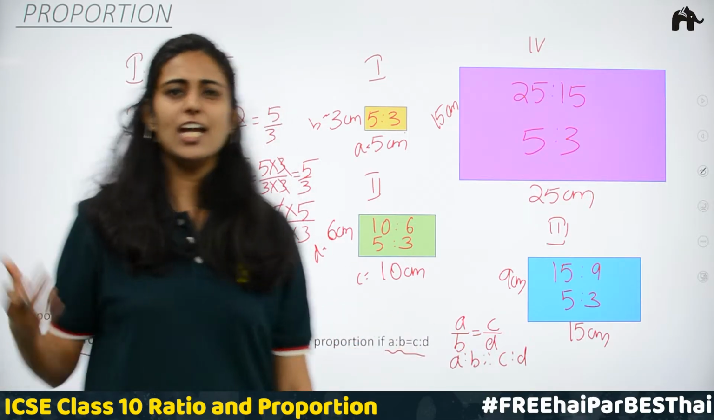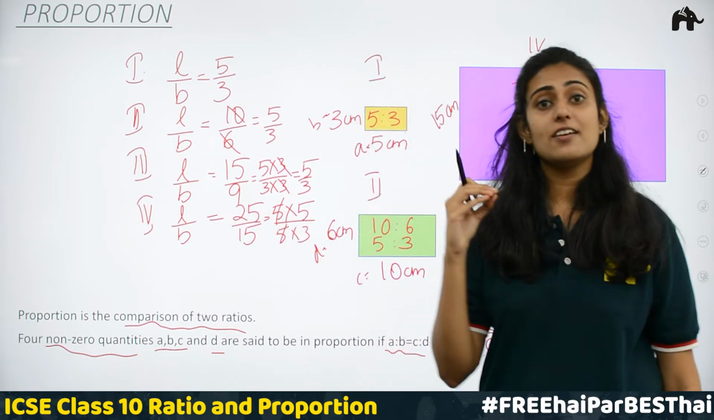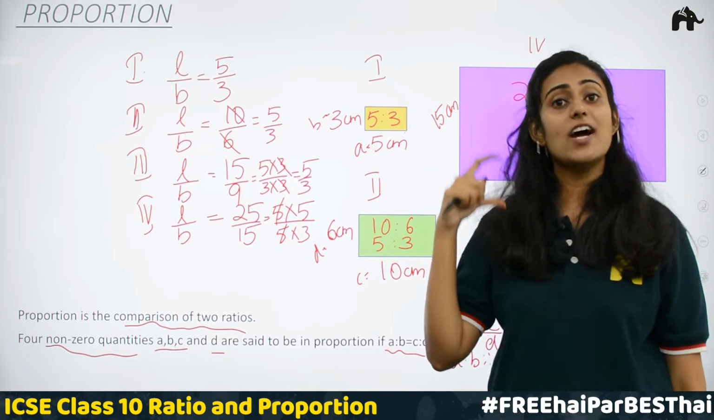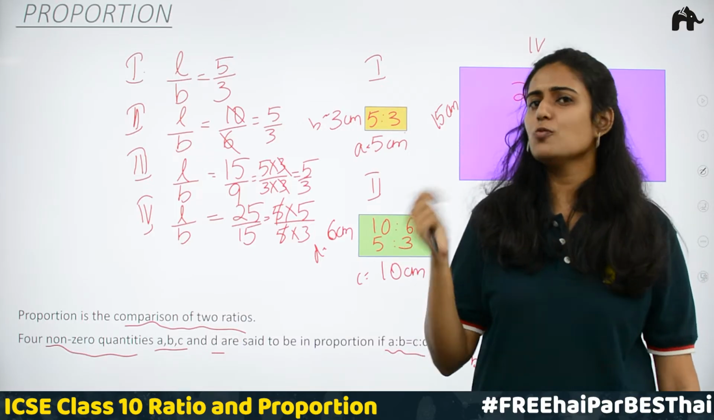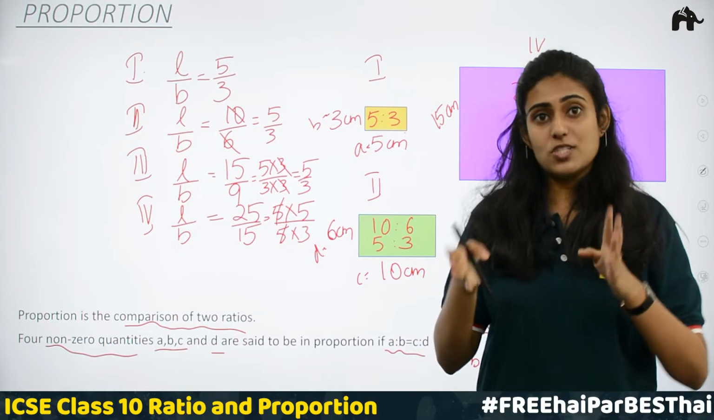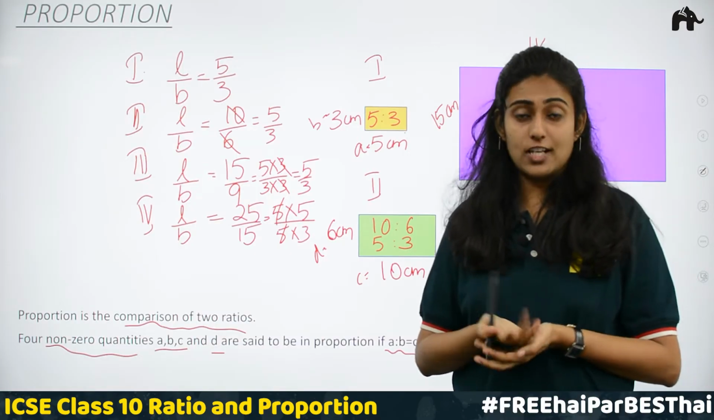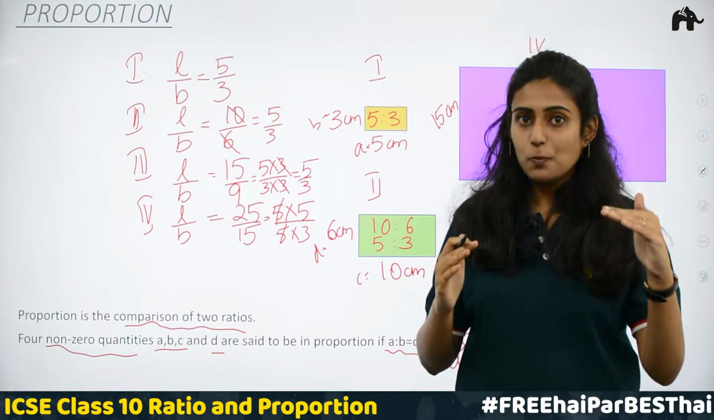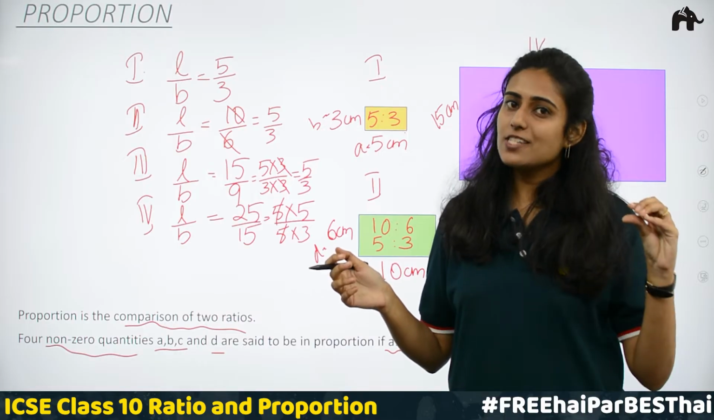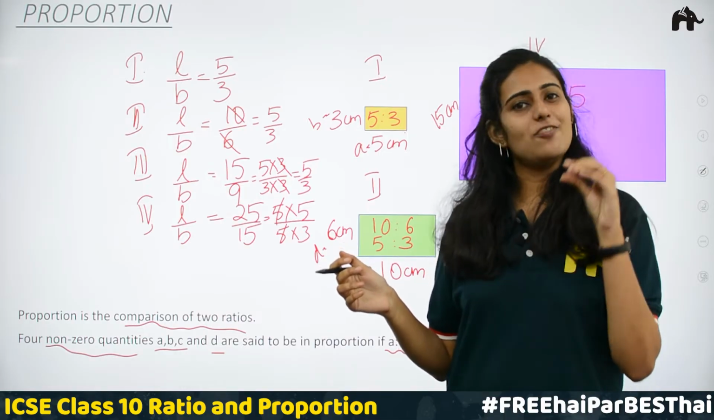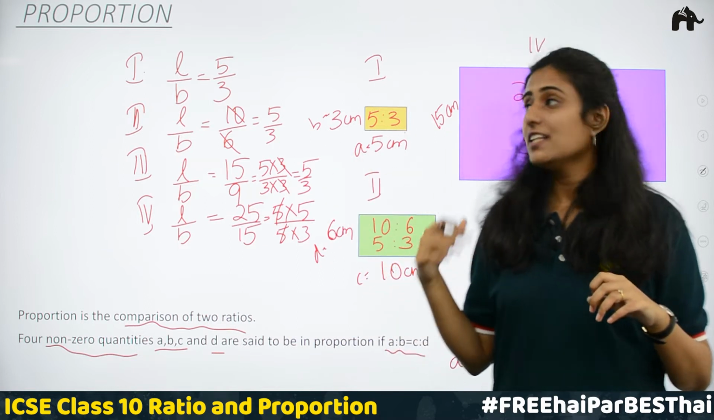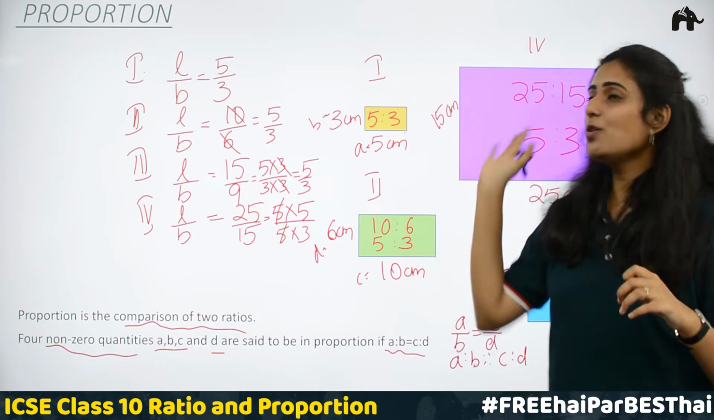Got it? In our daily experience, for example, we make tea. For 2 people, we make tea with 1 glass of milk and 1 glass of water. When the number of people increases, we increase the quantity of milk and water in equal amounts. We take 2 glasses of milk and 2 glasses of water. This is again a proportion for 2 people and 4 people. First case, 1 glass of milk and 1 glass of water. Second case, 2 glasses of milk and 2 glasses of water. This is again an idea about proportion.